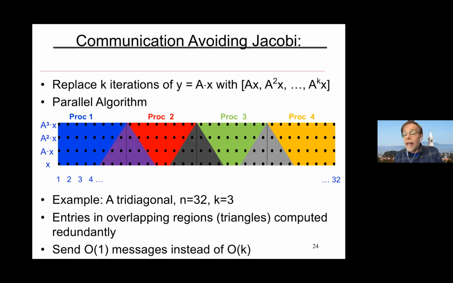So any questions about that optimization, which is different than you would have done if you just took Jacobi as described mathematically and implemented it straightforwardly.